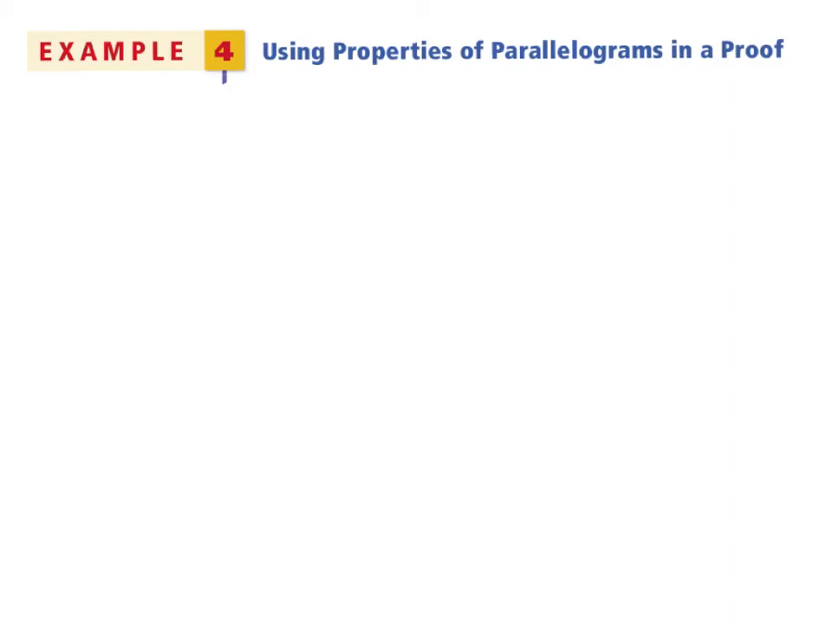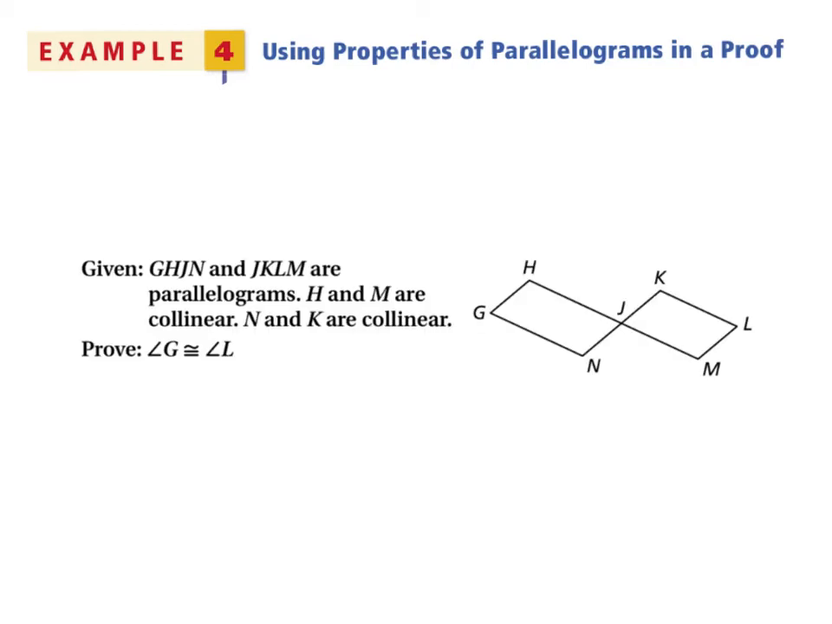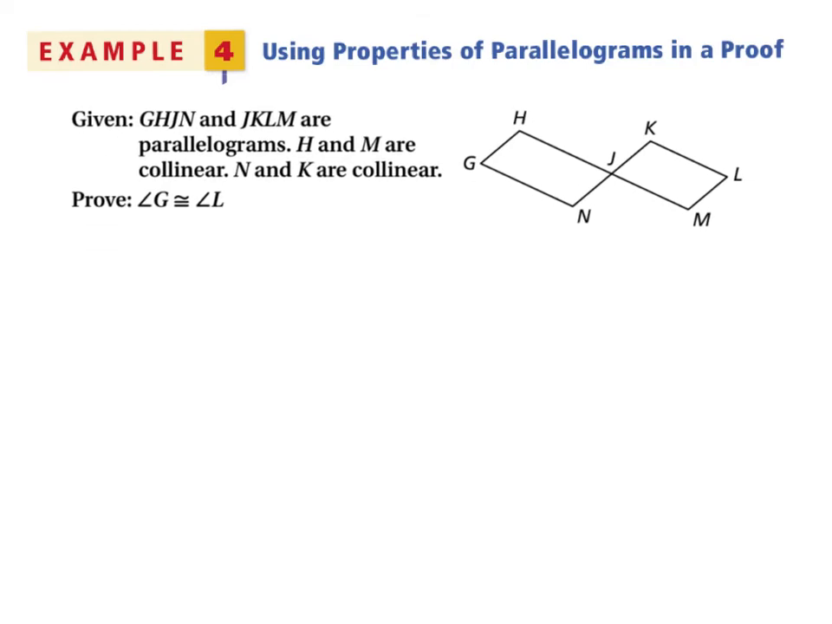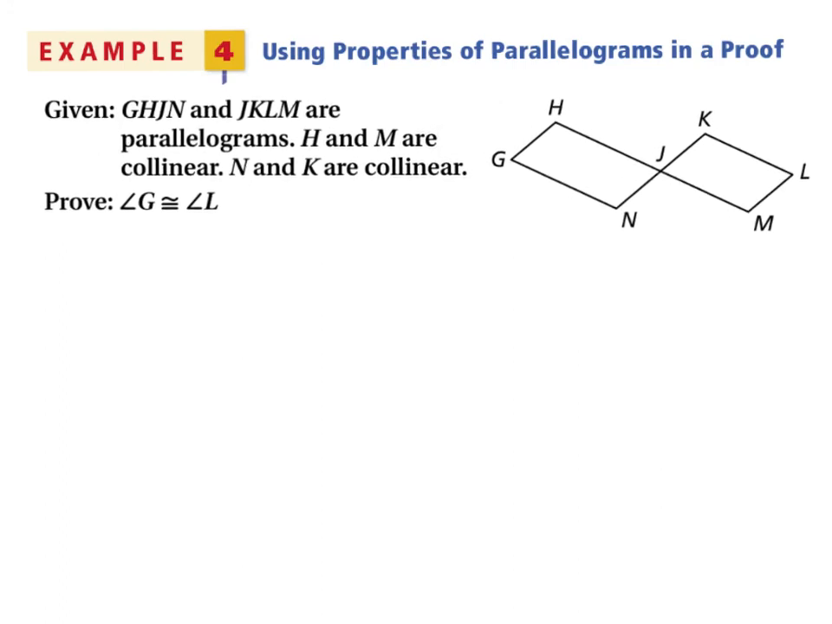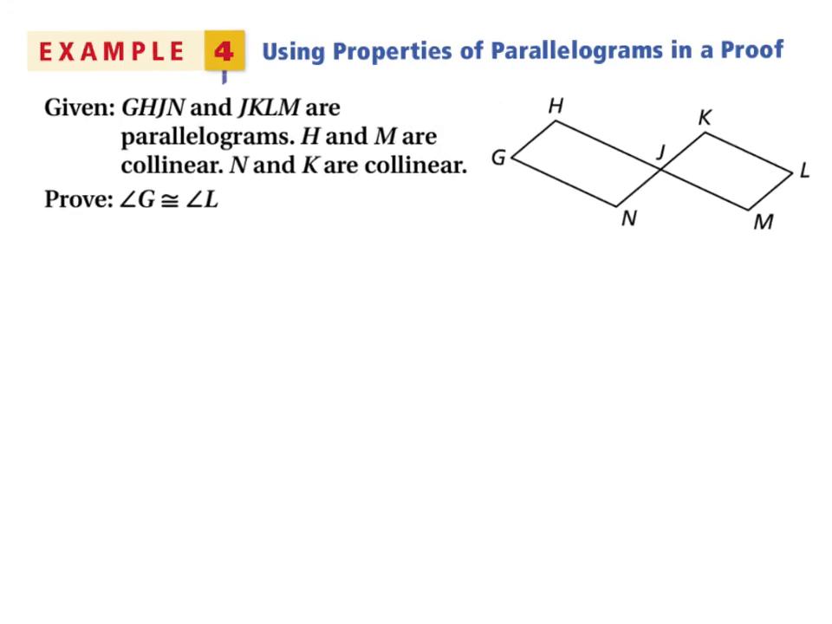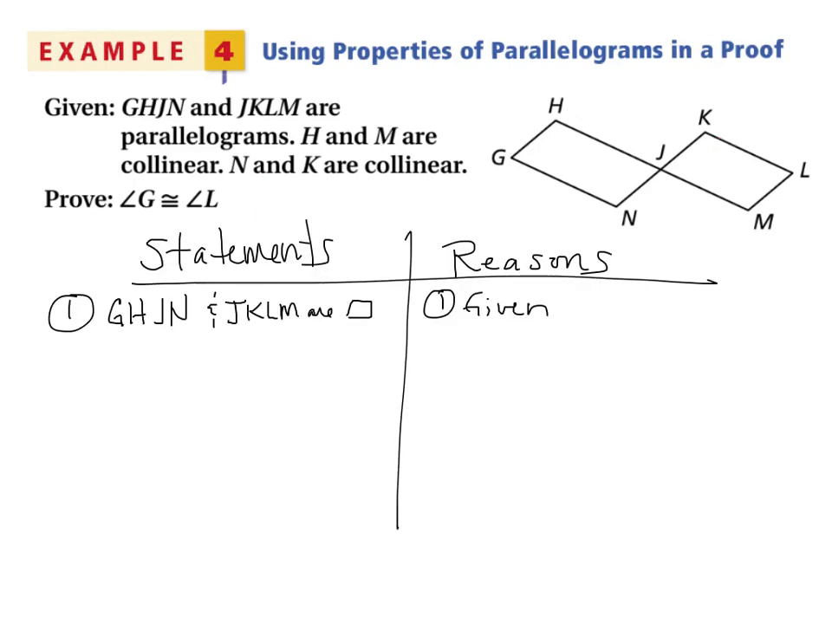Now we're going to be given 2 parallelograms, and we have to prove angle G is congruent to angle L. So here's what we know. We have 2 parallelograms. We know H and M are collinear. So the reason is because you know that HJ is a segment and JM is a segment, but HM is not on the same segment. So we know they're collinear, so H and M lie on the same line. N and K are also collinear. So we'd start by writing our given.